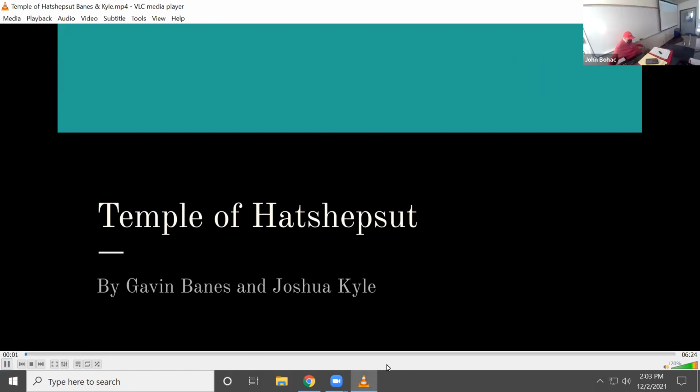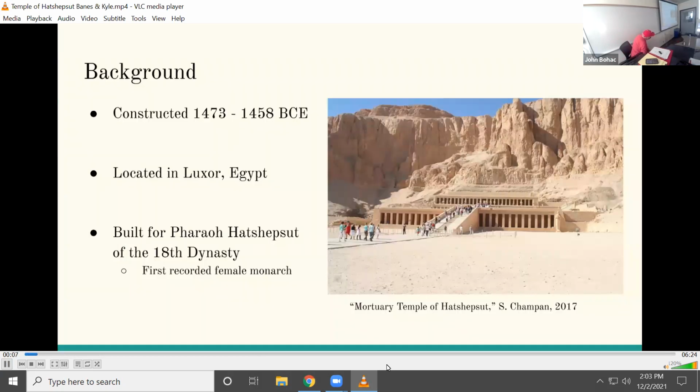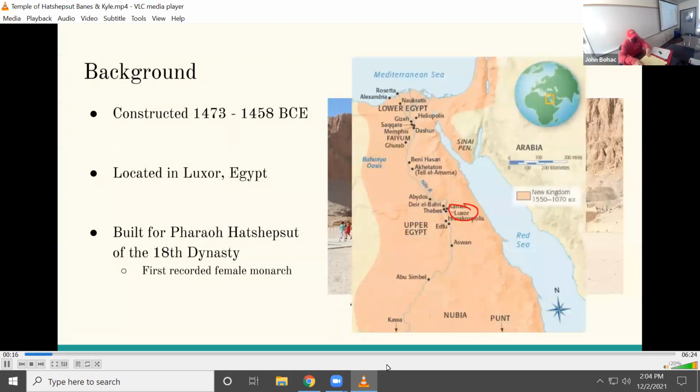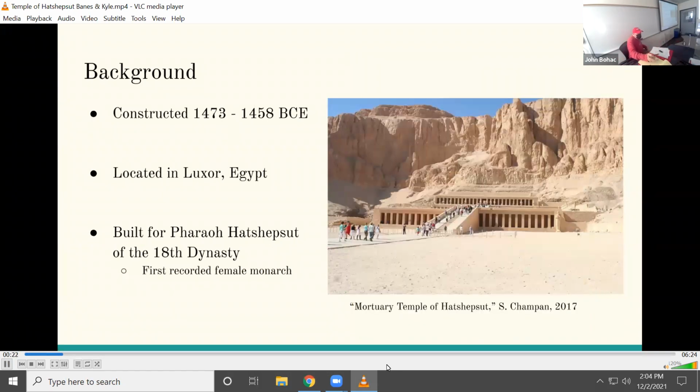Our project is on the Temple of Hatshepsut, which is an incredible piece of architecture from ancient Egypt. The mortuary temple of Hatshepsut was constructed between 1473 and 1458 BCE in Egypt, which you can see circled on this map. Built from limestone, the temple was built under the reign of and for Queen Hatshepsut of the 18th dynasty, who was the earliest known female monarch whose name is recorded.